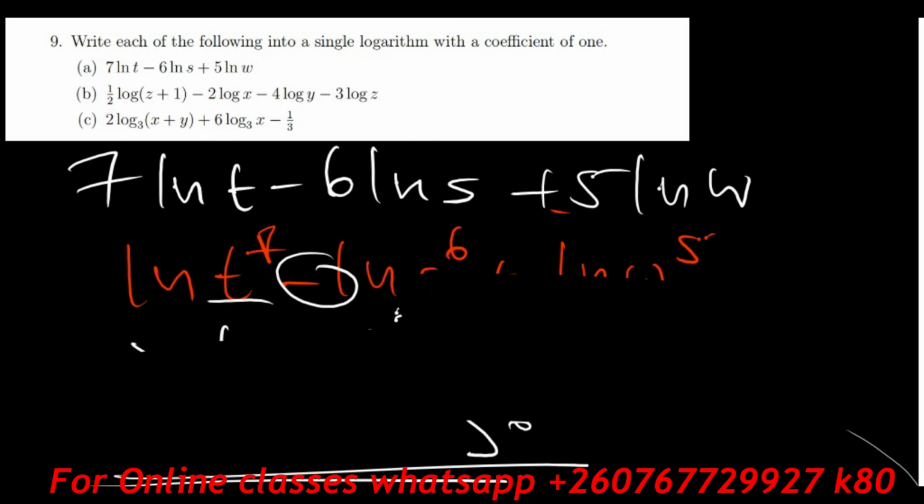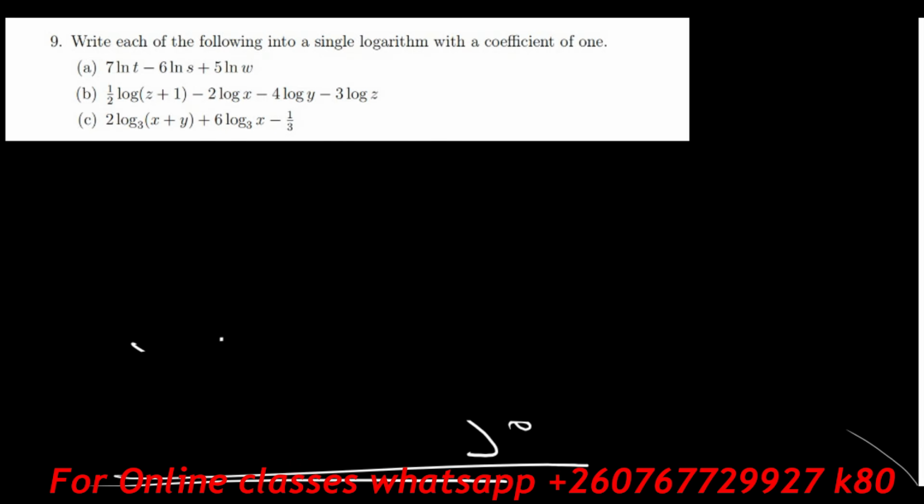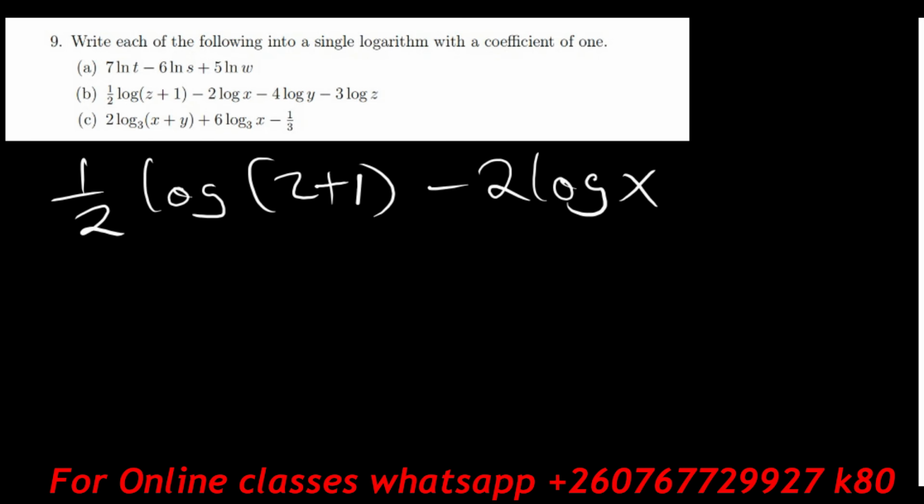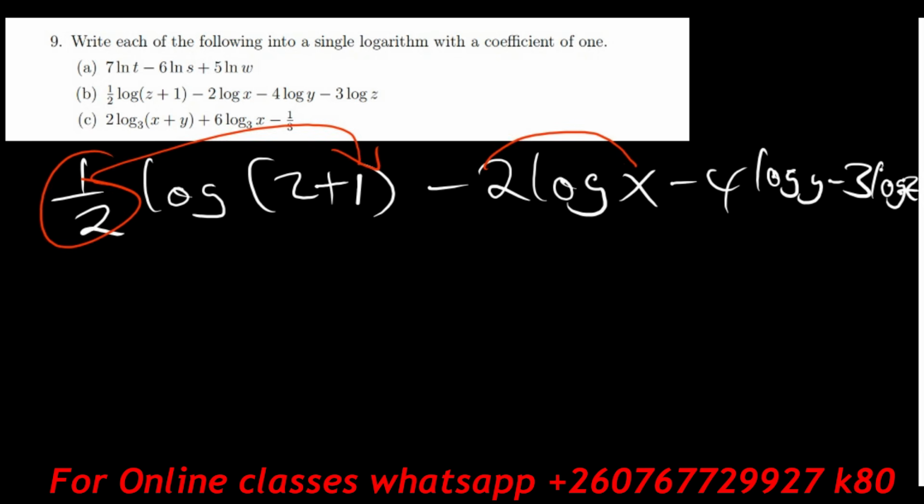Now let's go to part B. Part B is saying we have half log z plus 1 minus 2 log x minus 4 log y minus 3 log z. Now here, remember, the ones which are in front, you have to shift them. They have to be on top there. They have to be now the power.